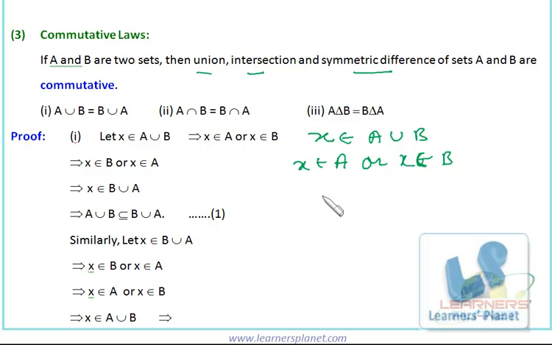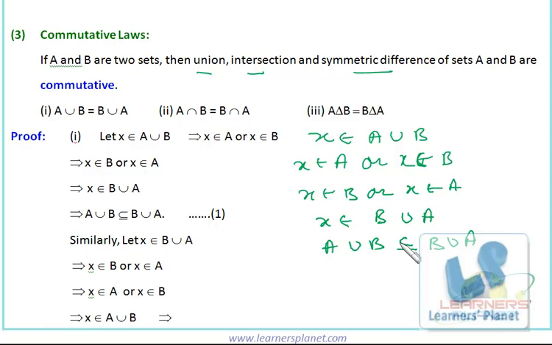So we can reverse this sentence also. X belongs to A or X belongs to B, that means X belongs to B or X belongs to A, that means X belongs to B union A. That means A union B, we started with A union B, is a subset of B union A. Okay, so that is the first thing.